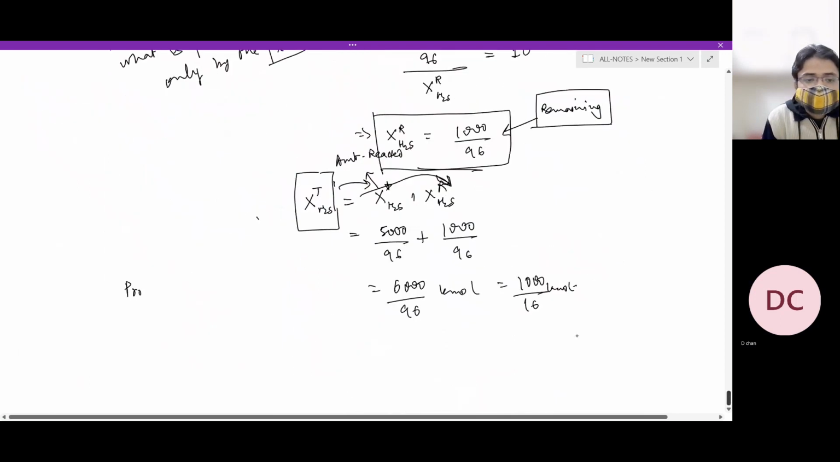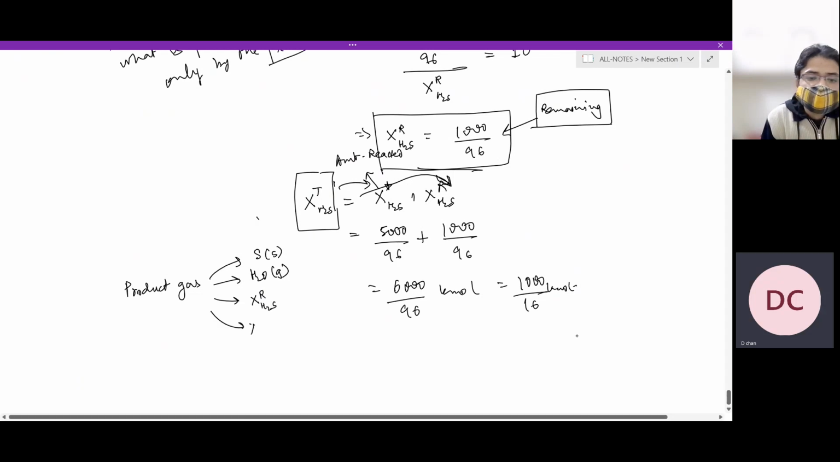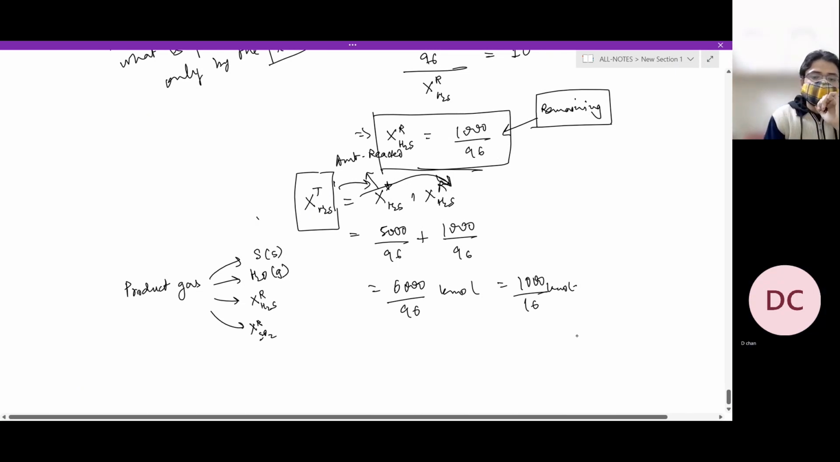So the product gas, what does the product gas contain? Let's revise it. This contains the sulfur. Can you tell me the other components, please? Sulfur, water, again with these remaining hydrogen sulfide and SO2. Yes, so this contains X_R H2S, and X_R SO2. R means remaining, right? Yes, sir. Okay, this is the composition of the product gas.